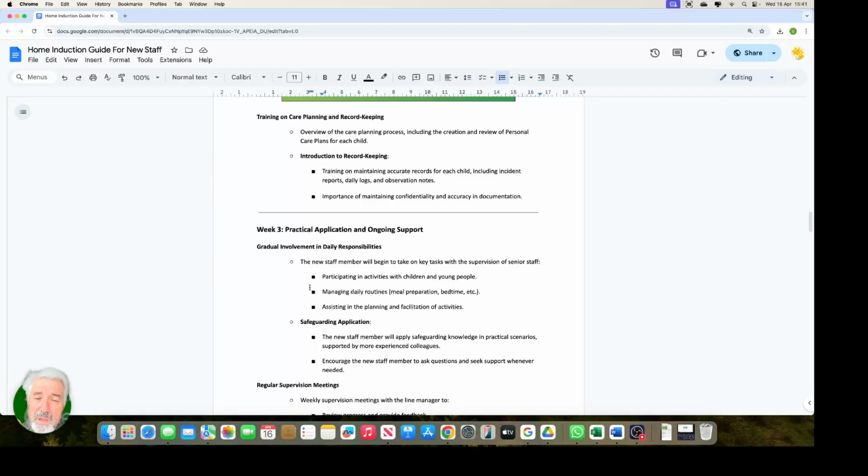Then the other big area we look at is, from the care plan, there are outcomes that the local authority have set for that child to achieve. Educational outcomes from education, health outcomes from health, and also just general social outcomes for that child.